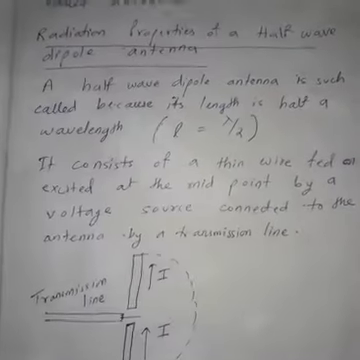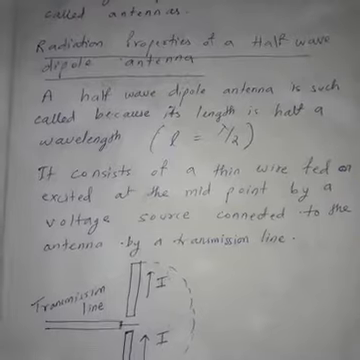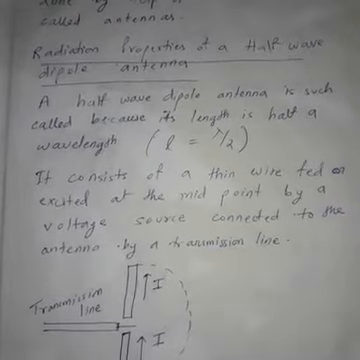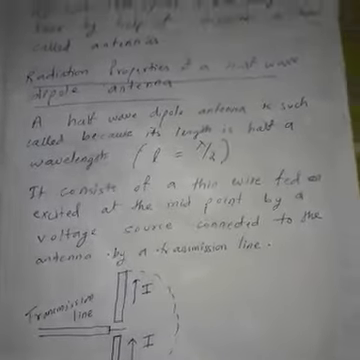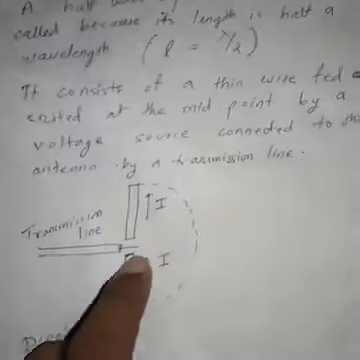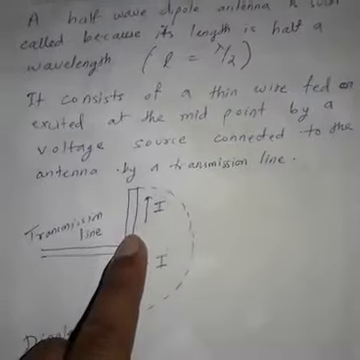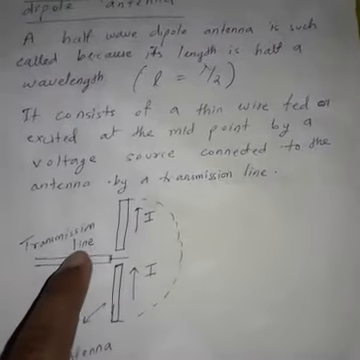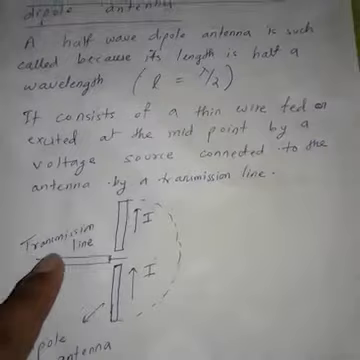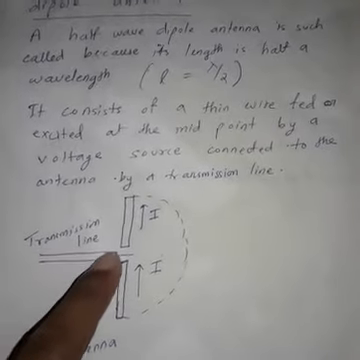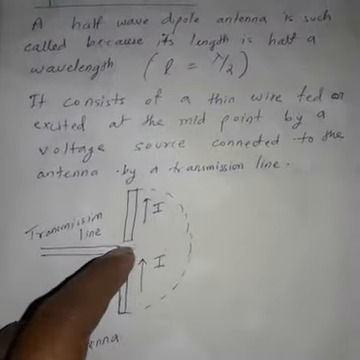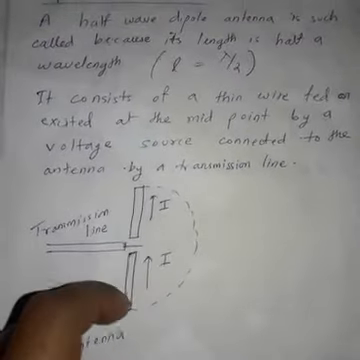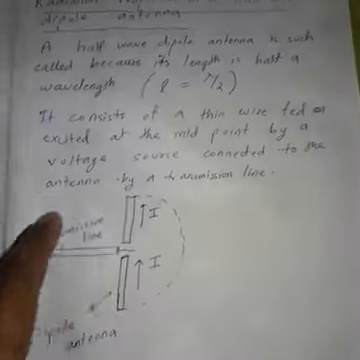Look here at the construction. It consists of a thin wire fed or excited at the midpoint by a voltage source connected to the antenna by a transmission line. Here are the two conductors of the antenna, and here is the transmission line. A voltage source is connected from the transmission line to the antenna. The length of each element is half of the wavelength, so this is called a half wave antenna. So this is a dipole.